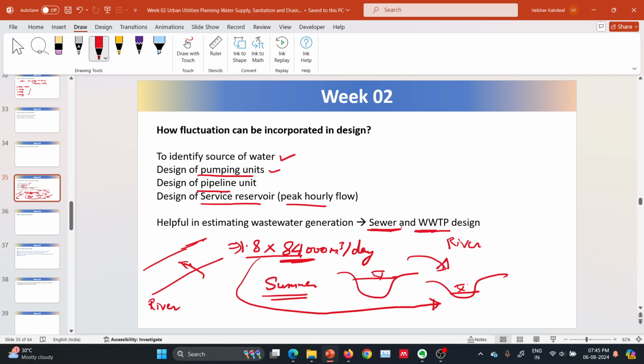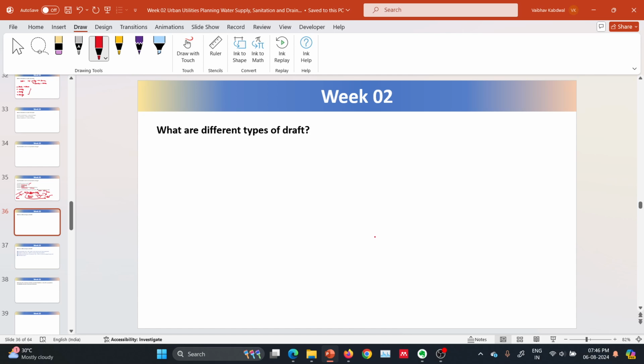That's why we try to find out the fluctuations in the water demand, daily, weekly, hourly, monthly, to design the water treatment infrastructure, wastewater treatment infrastructure, pumping, pipeline diameter and source, everything. That's why fluctuations are calculated. What are the different types of draft?